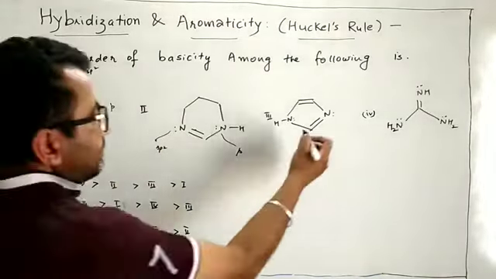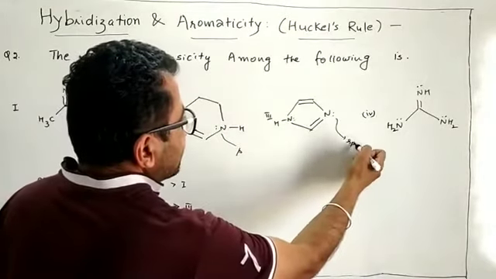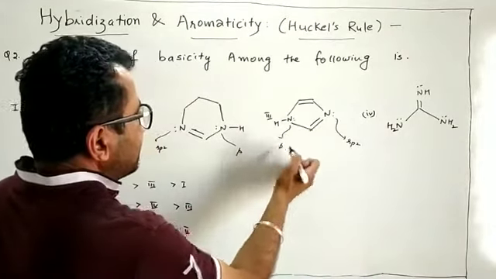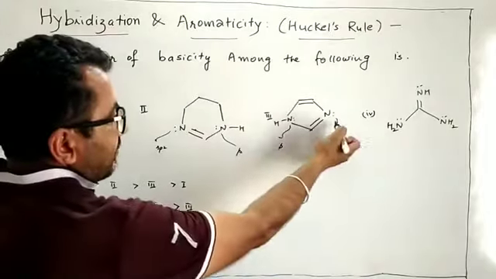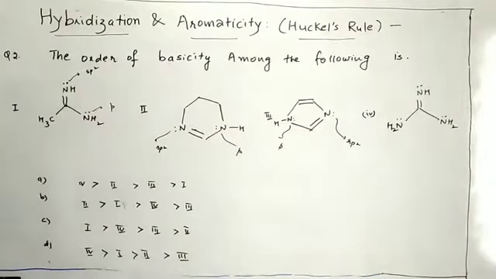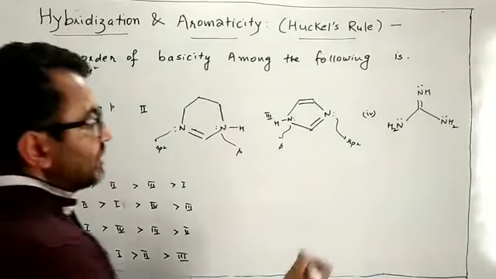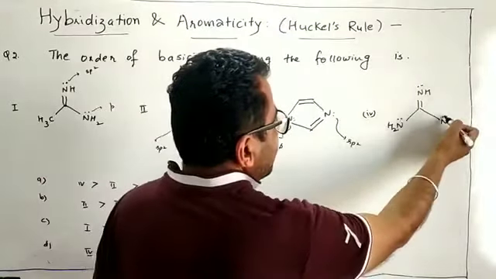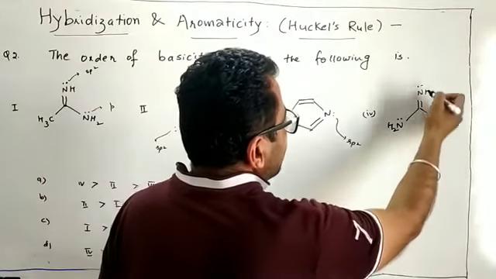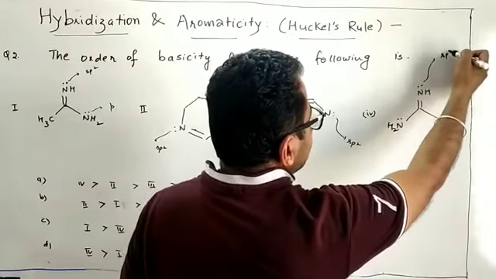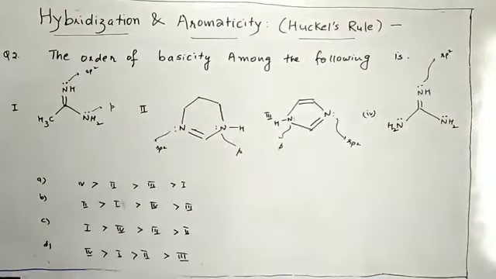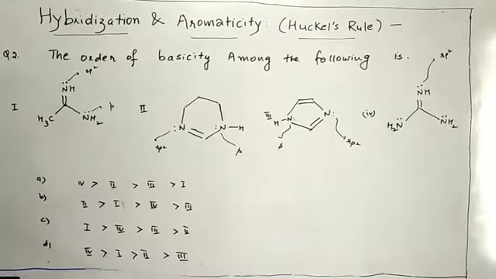In 3 also, this pair is present in sp2 and this pair is present in p. Again, this lone pair is responsible for basicity. And in the last compound also, this pair and this pair are present in p orbital, but this pair is present in sp2. So the first step is to find out which nitrogen will give electrons easily. Second, now we can compare.